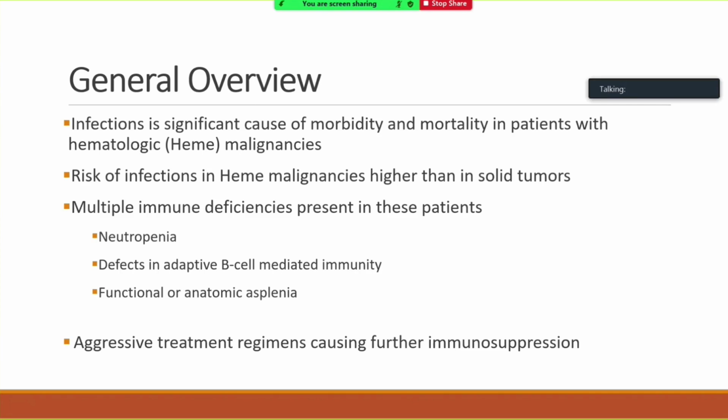The risk of infection specifically is higher in, I would call, liquid malignancies compared to solid tumors, for multiple reasons. It's because patients with hematologic malignancies have multiple immune deficiencies coming in already for their treatment. So we're talking about neutropenia from the disease, defects in the adaptive B-cell mediated immunity, functional or anatomical asplenia. Plus, on top of it, we give them very harsh, aggressive treatment regimens that can cause further immunosuppression. So you should treat these patients as your own children and family members because these are your top sickest patients that you potentially will encounter when you practice infectious disease.